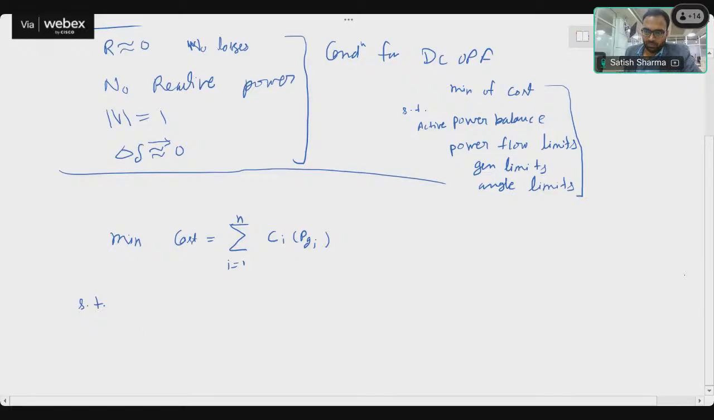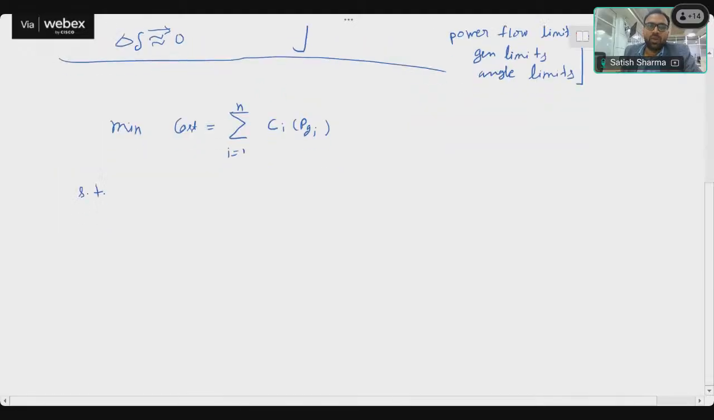So what I will do is, first of all, I will write down the active power balance equation. For each node, we have to write it down. So it is basically PGi minus PDi equals summation over j equals 1 to N of Pij.